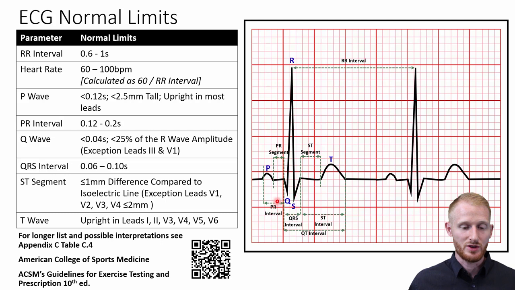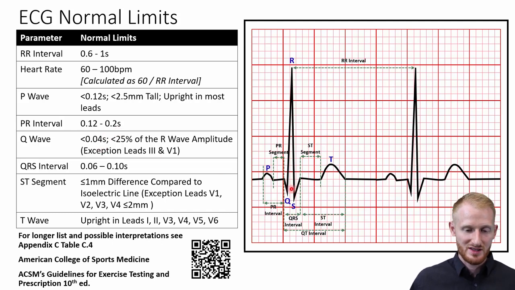The PR interval, which goes from the beginning of the P wave to either the beginning of the Q or the R wave, essentially tells us the time it took for the electrical signal to go from the SA node through the AV node and get to the left ventricle. Typically the PR interval is going to be between 0.12 and 0.2 seconds. Again, if it's outside of that range, either shorter or longer, it means there's something going on and you need to figure out what that something is. You need to interpret the waveforms a little bit.